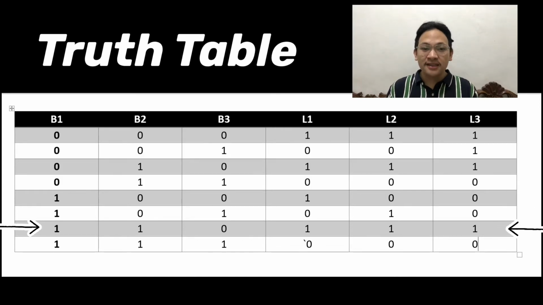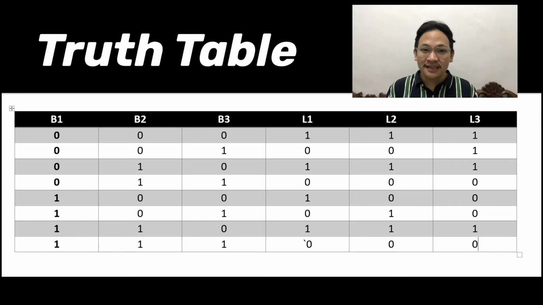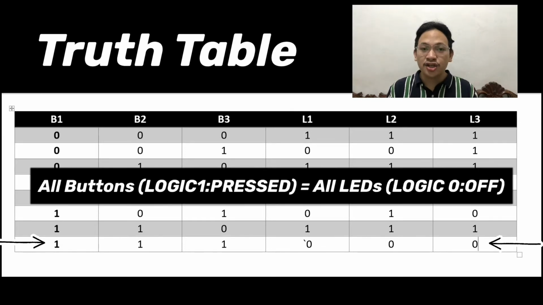Moving on, if the first and second are in a logic 1 state and the third button is in a logic 0 state, all relays are turned on. For the last part, if all buttons are in a logic 1 state, all relays will turn off.